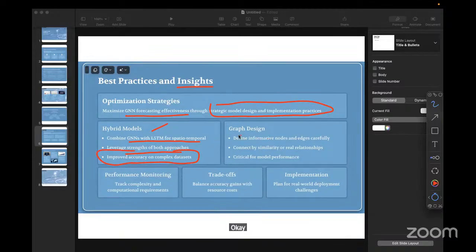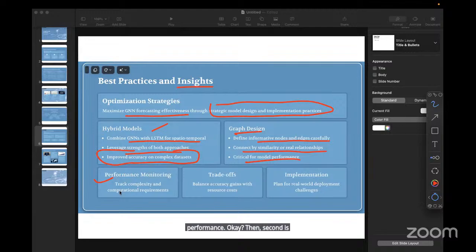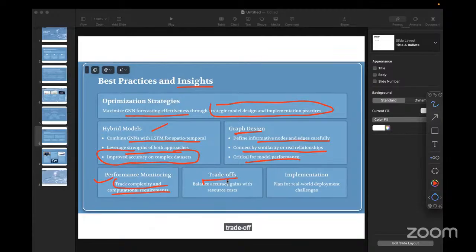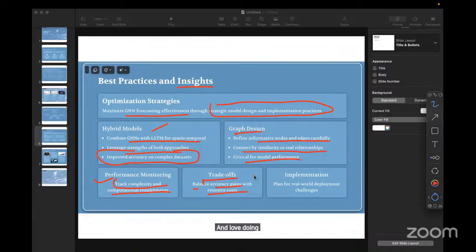And graph design: define the informative nodes and edges carefully, connecting by similarity or real relationships, which is critical for model performance. Second is performance monitoring: track complexities and computational requirements. Trade-offs, what are the trade-offs we are going to look for? The balance between the accuracy we are gaining and the resources and cost we are using in training the network or forecasting models.